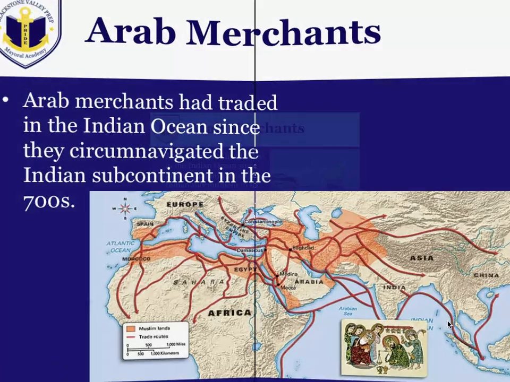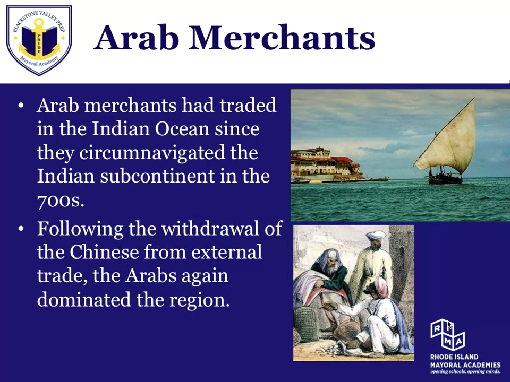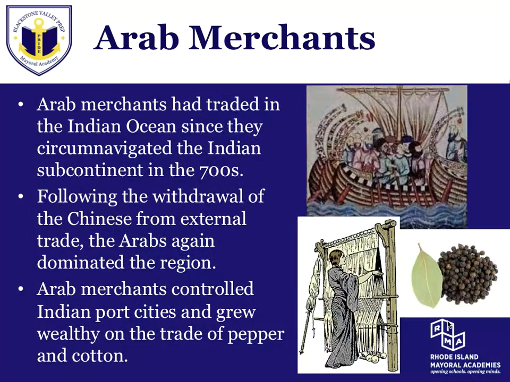And they're having a lot of success doing this, especially once Zheng He's fleets disappear from the Indian Ocean. When the Chinese disappear, that leaves a power vacuum that Arab merchants are thrilled to step into. And throughout the late Middle Ages, it will be the Arab merchants who really have control of the region, including the port cities where the most important trade is happening.